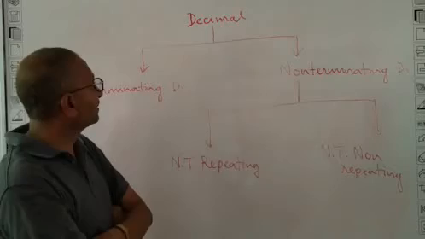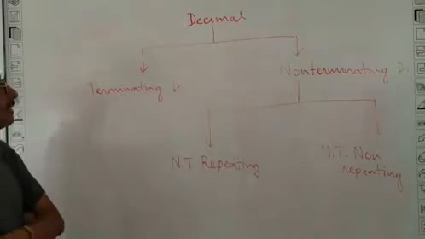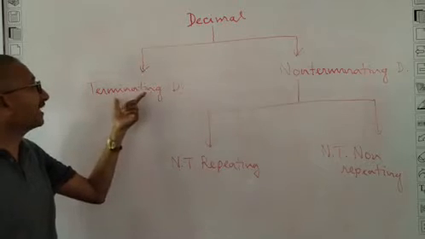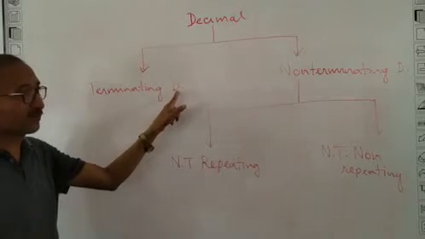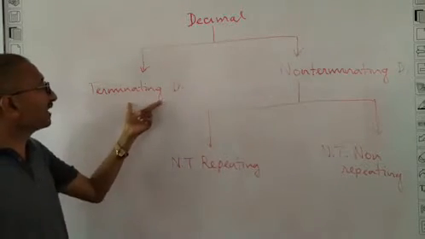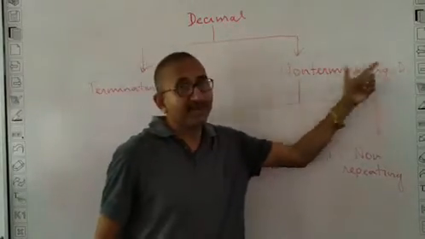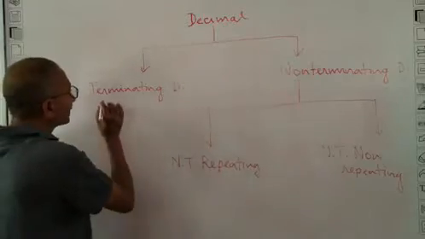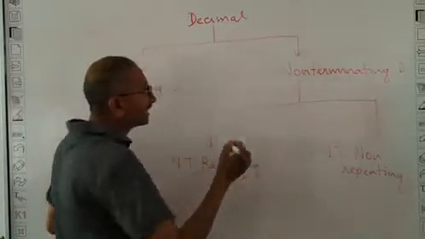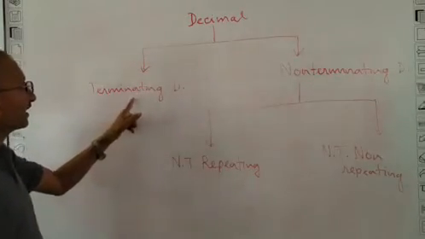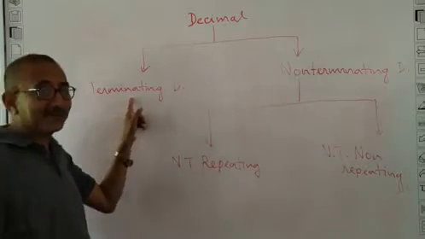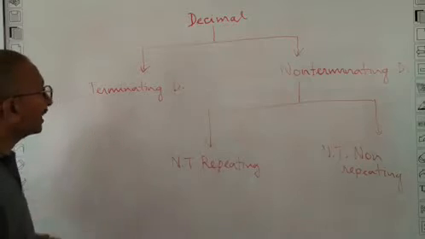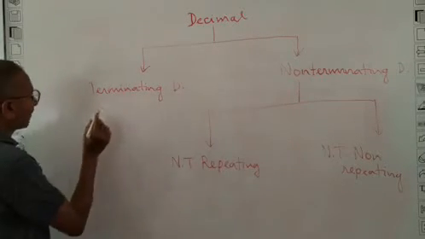Decimals, as you have seen written here, are basically of two types. One is terminating decimal. One is non-terminating decimal. So first of all, what is a terminating decimal? What is a non-terminating decimal? Let us concentrate here. We use both terminating and non-terminating decimals, but we may not know the names. Let me once again tell what a terminating decimal is.